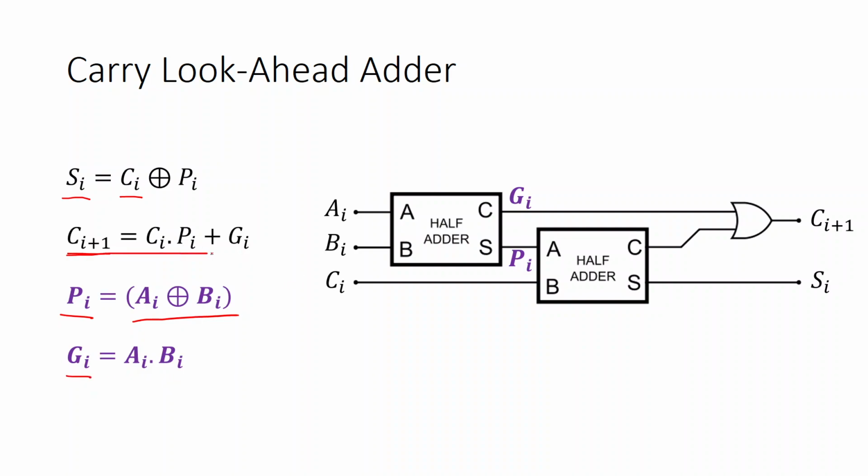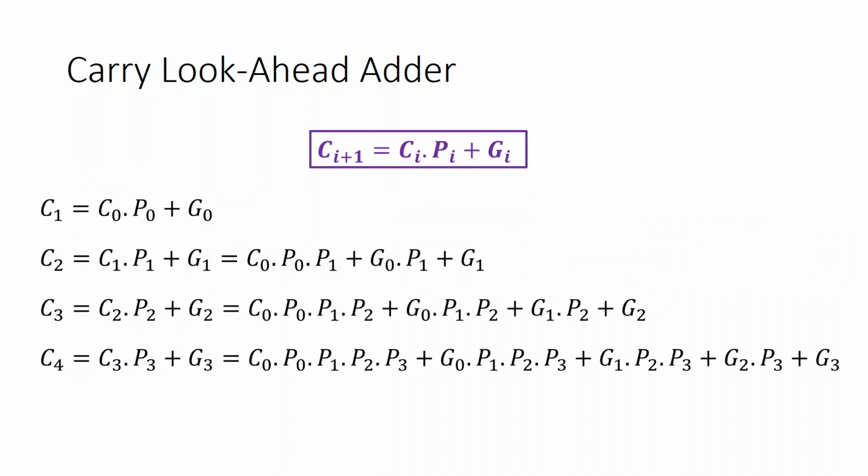So this is the same expression, but only the Pi and Gi variables are introduced. So this is only changing the variables, nothing else. Now by noting only the carry expression, Ci+1 equals Ci Pi plus Gi, you note this expression, and from this iteratively you can calculate the higher order carries.